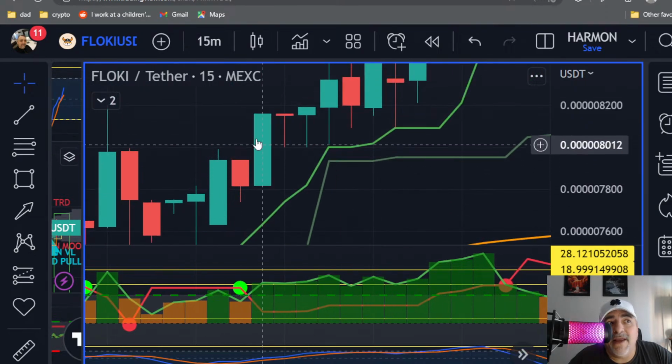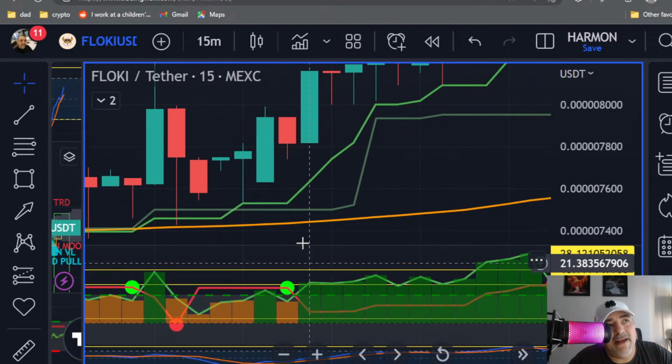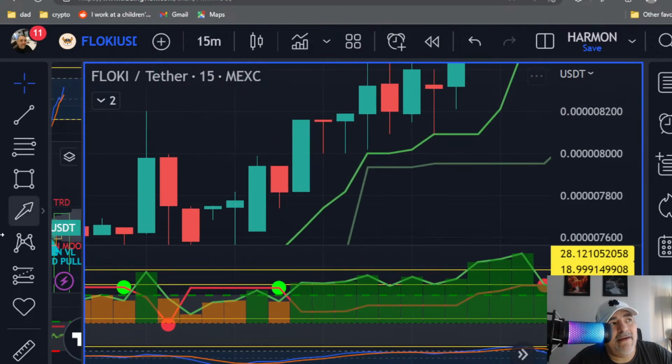What does it do? It explodes again, and now it's parabolic because it's green, green, green, and your 15-minute RSI right here hasn't bent. It's just moving up. So you're staying in this trade the entire time until it bends right here and you sell. This move right here, massive.